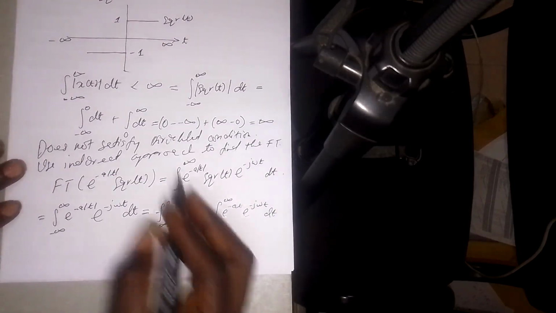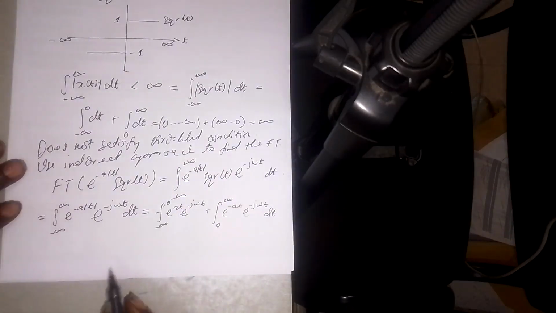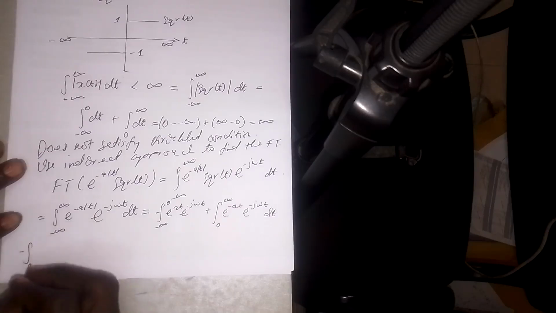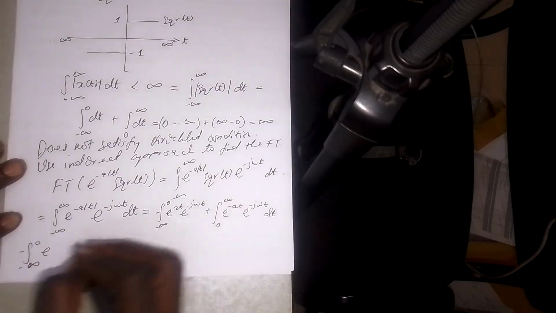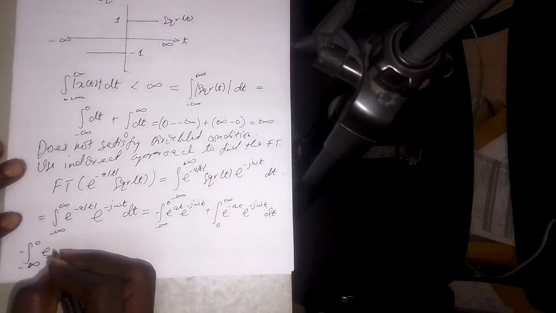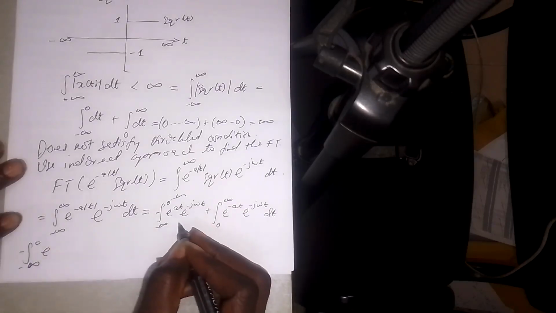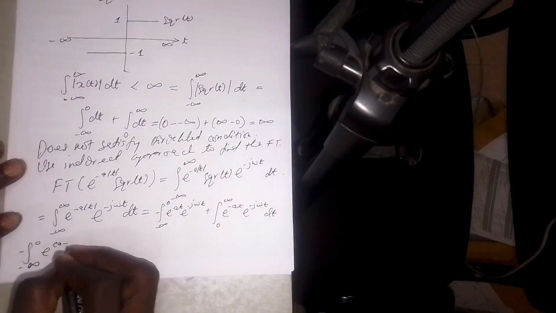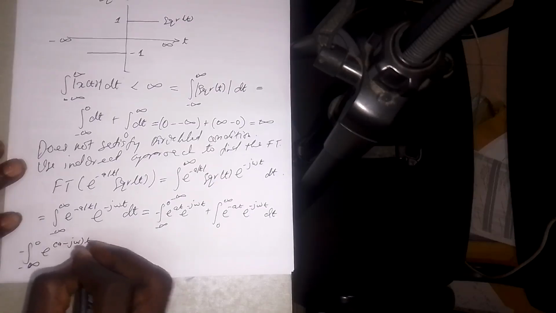So this negative is such that this part is within the negative domain. Now when I have that one, what I can do is have negative, a negative here is minus infinity, to 0. Then e exponent, here I can just factorize out, and it will be a minus j omega t.